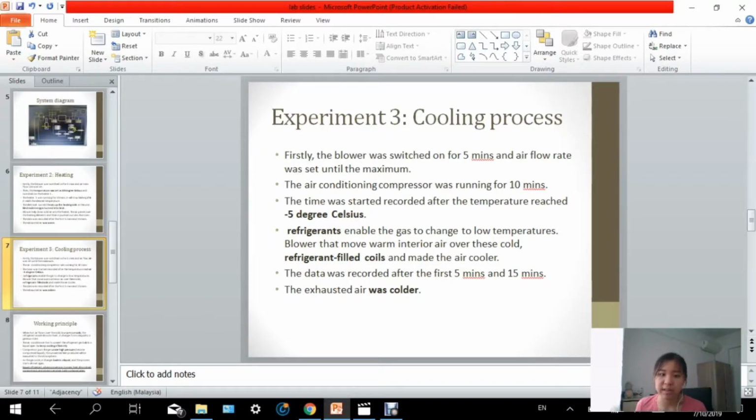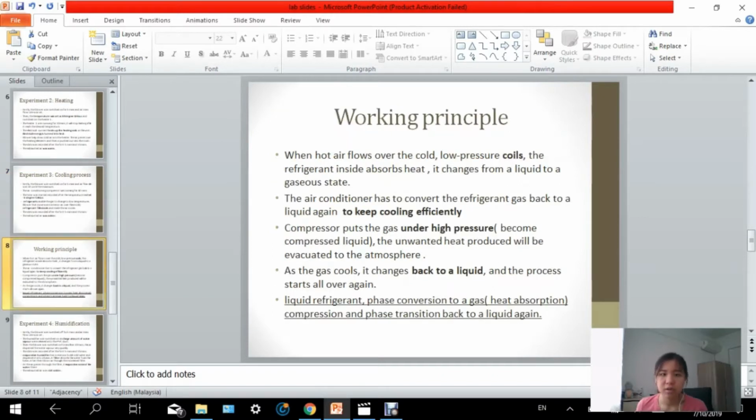So we record the data again and we observe that the air was cooler. So it is some of the simple working principle, like why? Because when hot air flows over the cold low pressure coil, the refrigerant will absorb heat and change to gas from liquid. So the air conditioning needs to go back to liquid again. Why? In order to keep the cooling efficient, we will repeat to use the thing again and again.